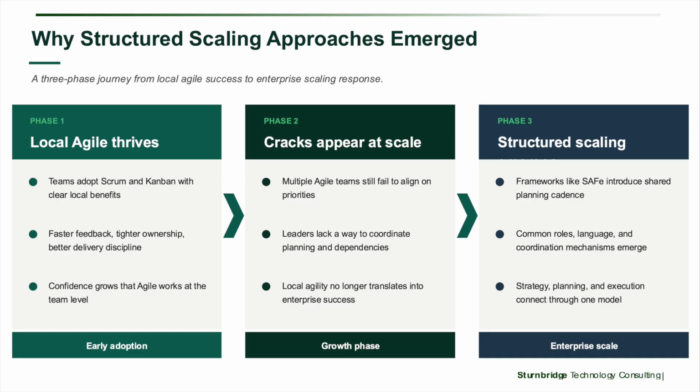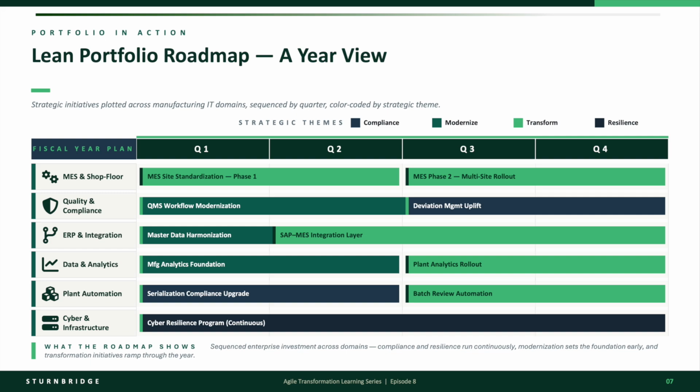Local agility improves execution discipline, but it does not guarantee enterprise alignment. Consider a life sciences example. A manufacturing digital program may involve one team working on plant connectivity, another team building cloud data ingestion pipelines, another modernizing deviation workflows, another enabling AI based analytics, and another handling planning integrations. Each team may use Agile effectively, demonstrate progress every 2 weeks.